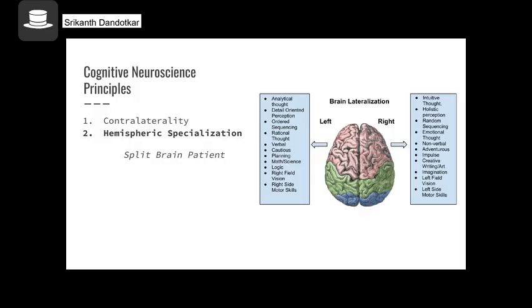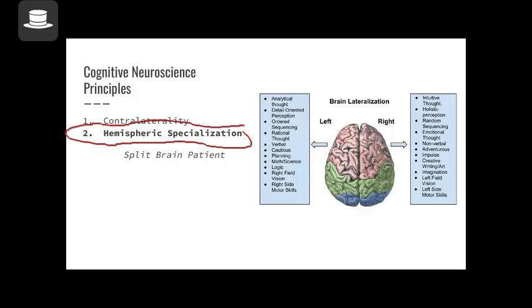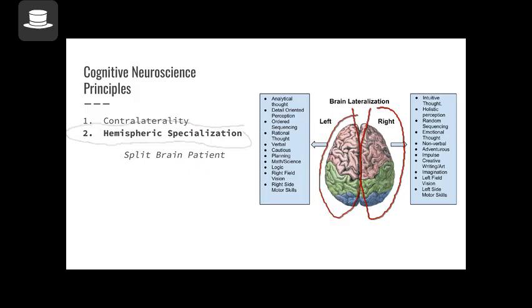So coming to the second principle of cognitive science: hemispheric specialization. Hemispheric specialization is the idea that your left and right hemispheres differ in function. If you look at the structure of the brain, we'll talk about how hemispheres are formed, and also what connects these two hemispheres. These are very short videos, and I strongly suggest you watch those videos.